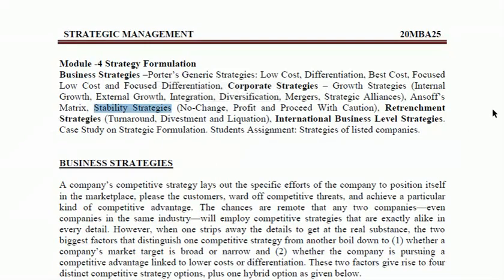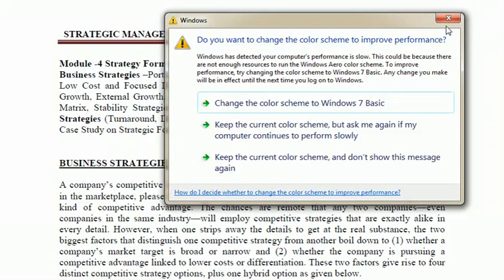Stability strategies means the company is not going to take any drastic measures. They will be focusing more on the stability of their company, with no drastic measures to change the strategy or doing anything dramatic. Okay. And the next one is retrenchment strategies. Whenever a company feels that their strategy is not doing good, they will retreat from whatever strategy they have implemented into the market. So they will take a step back. Those strategies are called retrenchment strategies.